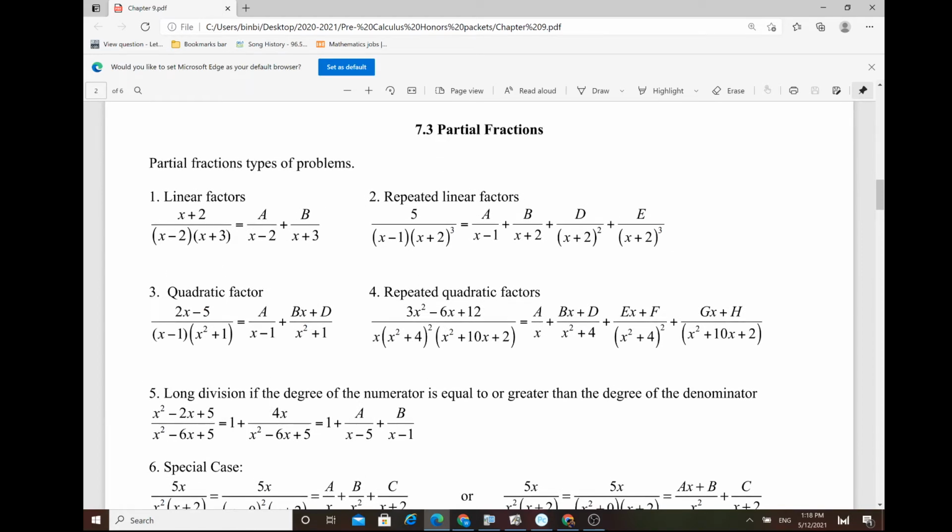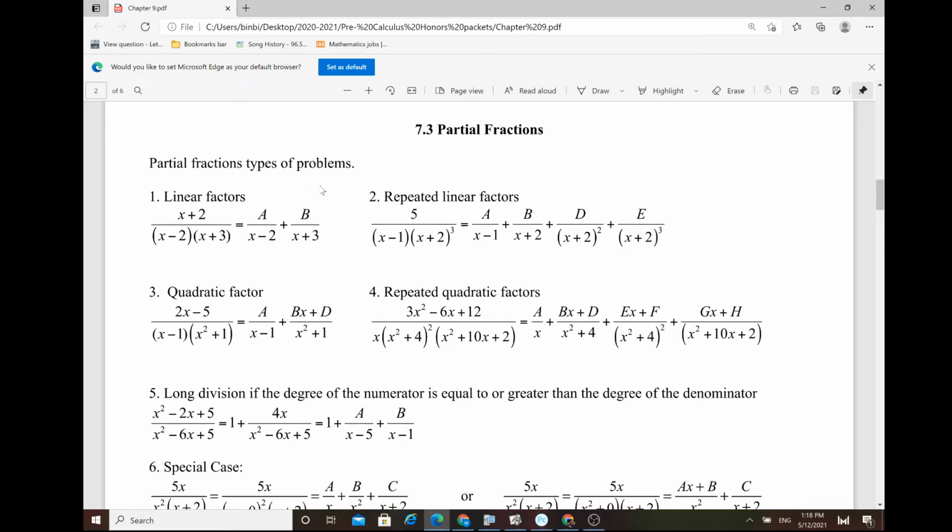So let's talk about the first type, called the linear factor. Partial fractions means we want to decompose the rational expression into two or multiple rational expressions. With the linear factor, whenever the denominator is a polynomial, you always want to factor it. You can separate it out into A over x minus 2, and then B over the second factor, x plus 3. So the linear factors are pretty easy to deal with.